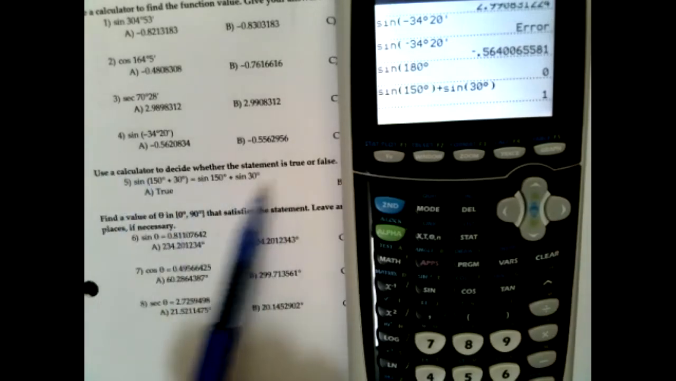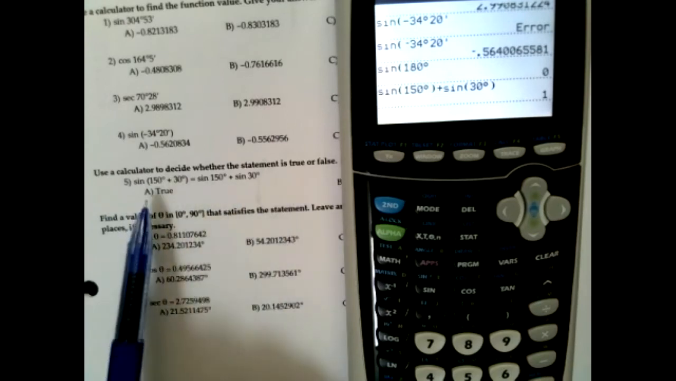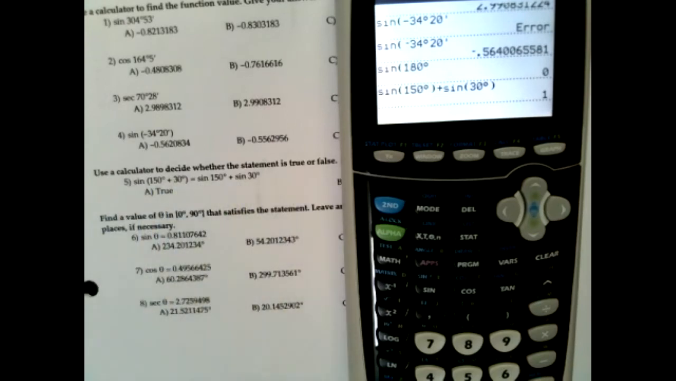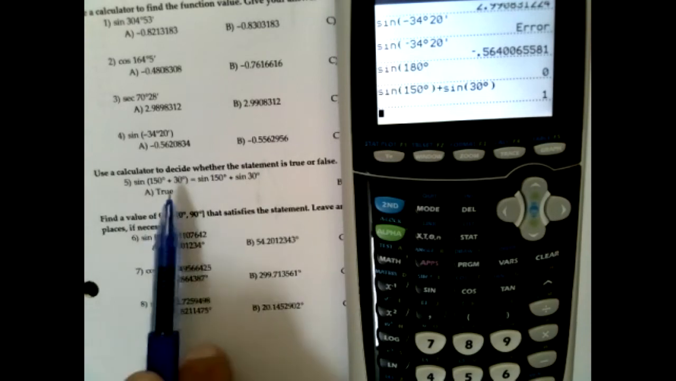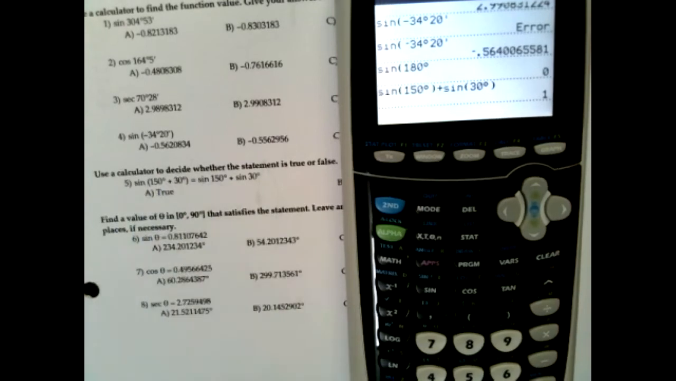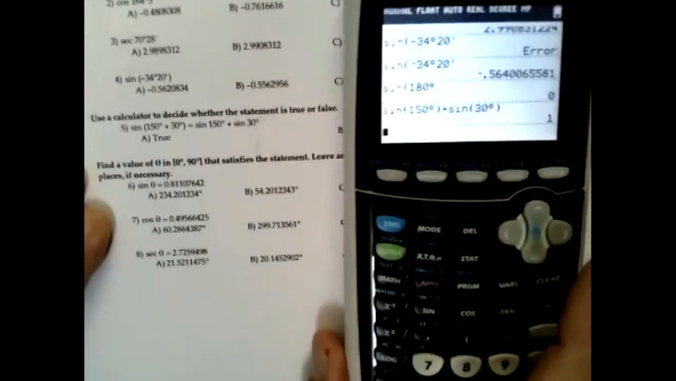So this number 5, true or false? No, I can't distribute a trig function into a binomial, okay? Distributive property, it does not work. Oh boy.